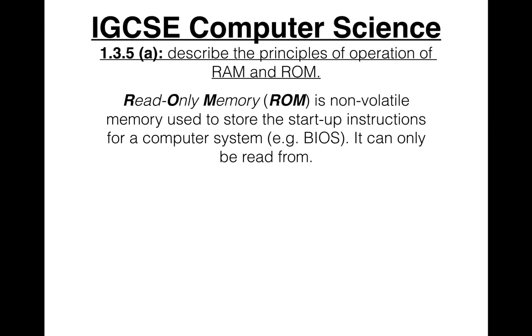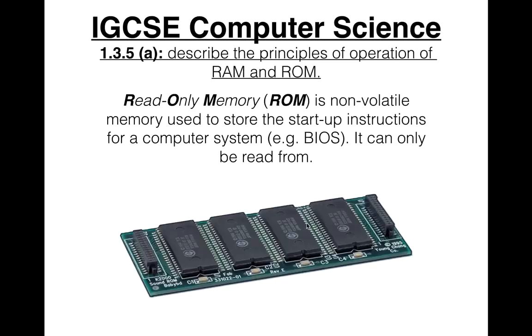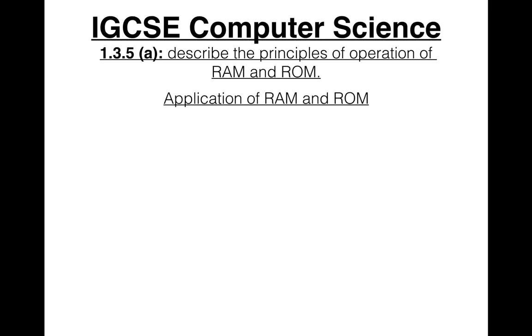So let's look at ROM. Read-only memory is non-volatile memory used to store the startup instructions for a computer system, like the basic input-output system. It can only be read from, so it can't be written to. However, data isn't lost when you turn the power off. It stays. ROM kind of looks like RAM, but it's not RAM.